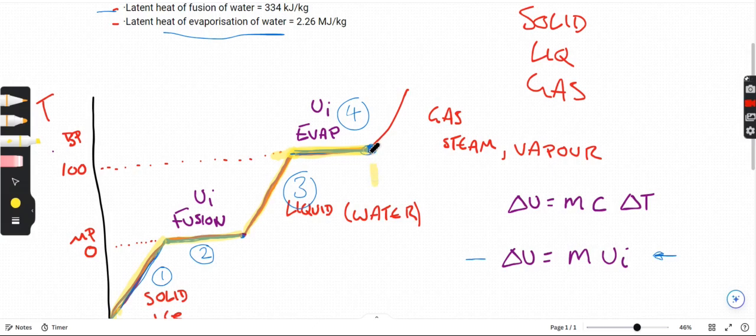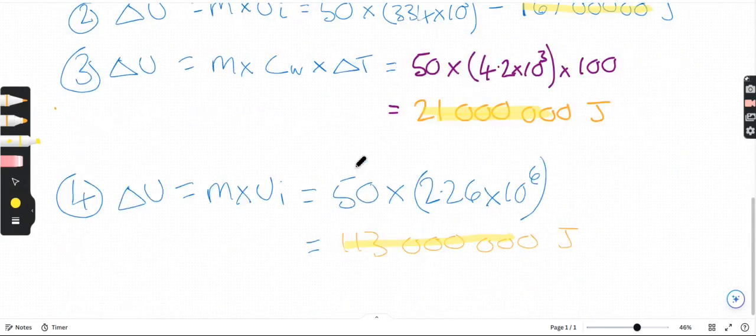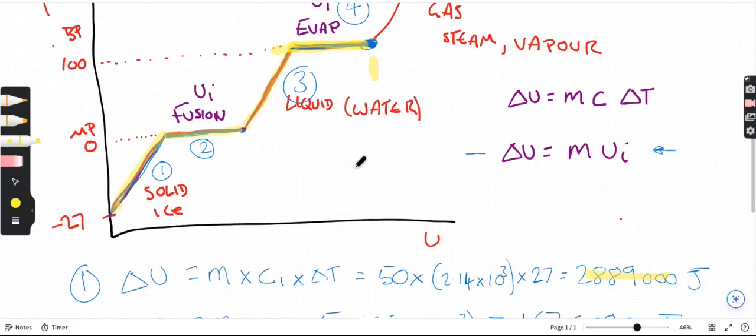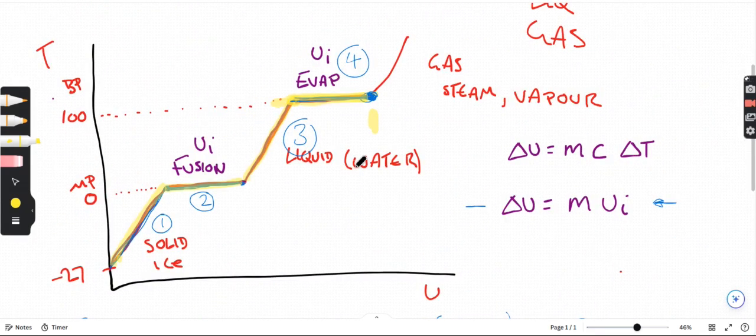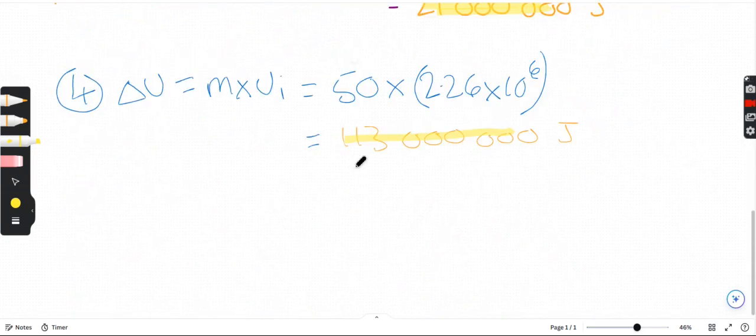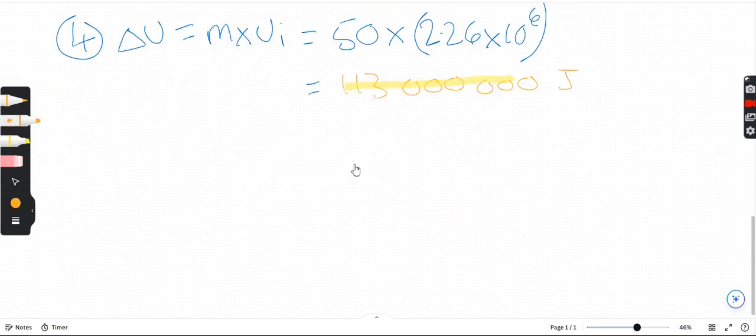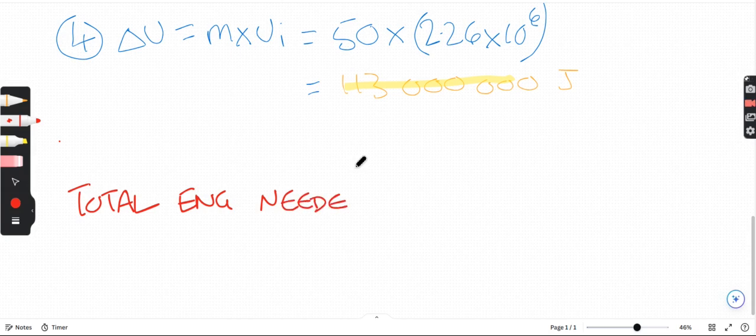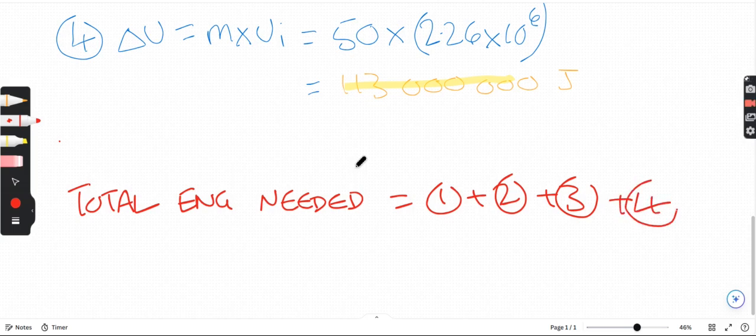So now we're right there. Our block of ice has turned into steam. So we've got 4 stages, 1, 2, 3, 4. That's why you should draw a graph or a phase diagram like that, so you don't skip any bits. And now the total, because that's the question, isn't it? I'll write in red. The total energy needed in joules is going to be 1 plus 2 plus 3 plus 4.